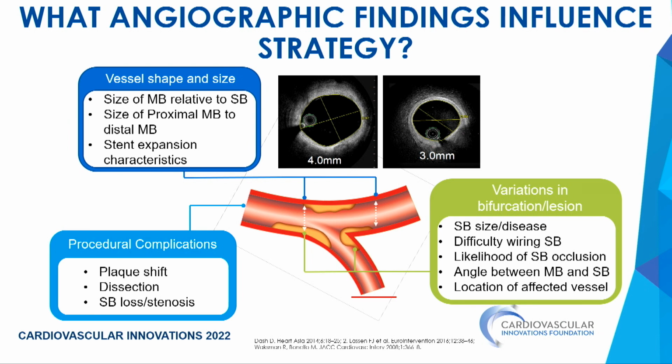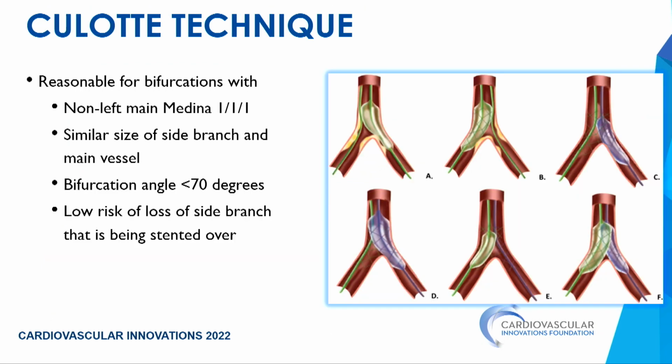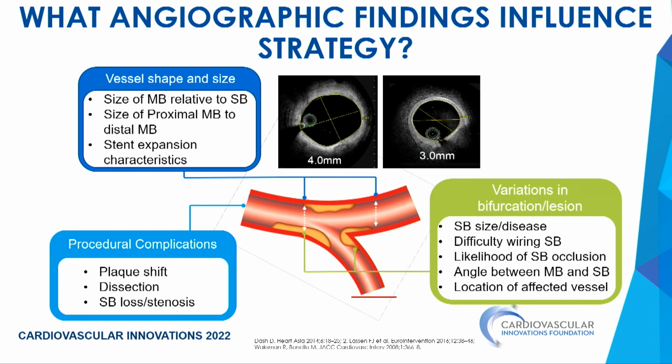We look at variations in the bifurcation and lesion. What's the side branch size? How much disease is there? What's the difficulty in wiring a side branch? I've had cases where I struggled for a long time just getting a wire across it, and that's not something that you then want to stent across because it's going to even make it harder oftentimes the next time to get through. We also look at the likelihood of side branch occlusion.